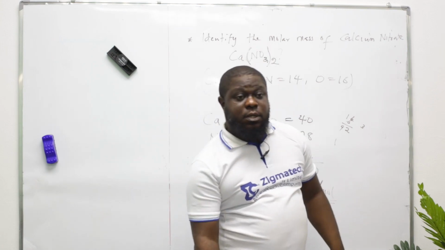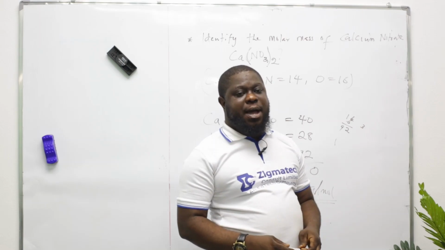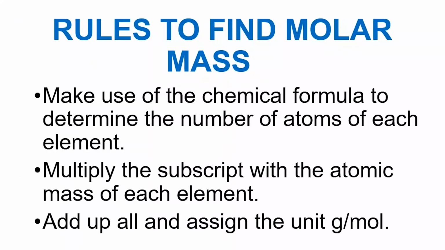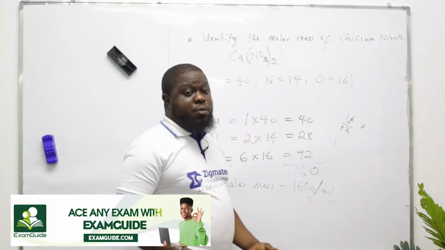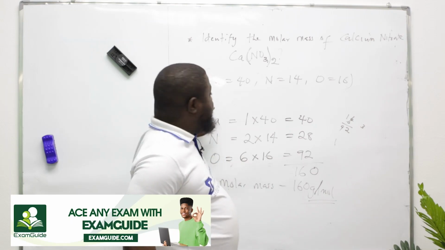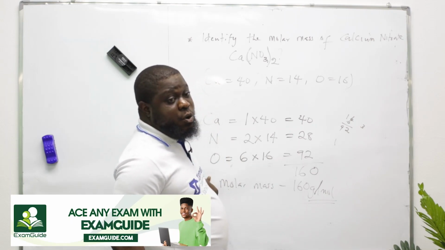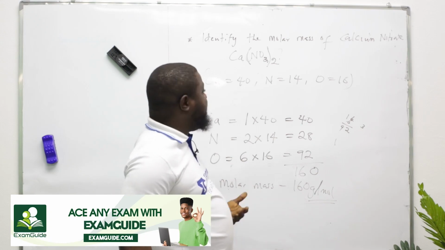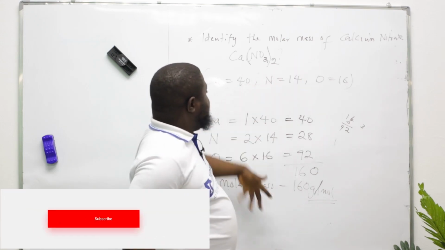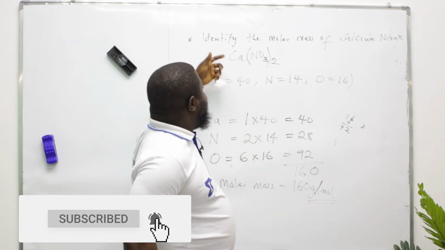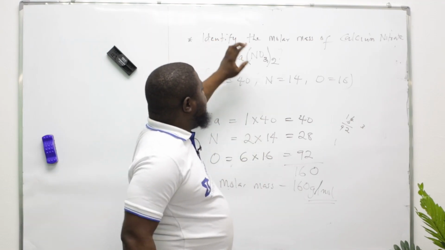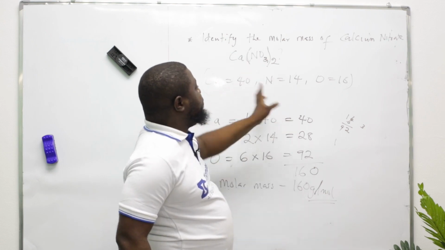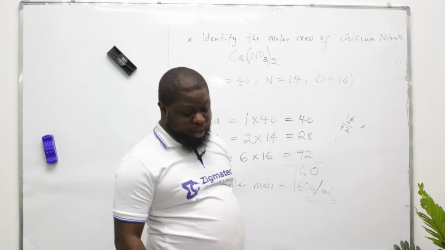Now, rules for finding molar mass. We've done that already. Make use of the chemical formula to determine the atoms of each element. Multiply the subscript with the atomic mass of each element. Add up all the values and assign the unit grams per mole. We made use of the chemical formula, which is Ca, N, and O. The subscript for calcium is 1. There's nothing there. The subscript for nitrogen is 1. The subscript for oxygen is 2. So we calculated all, and it gave us the same answer.